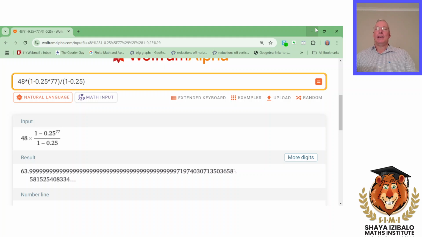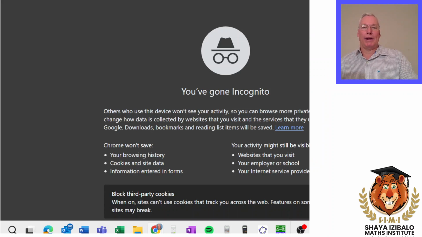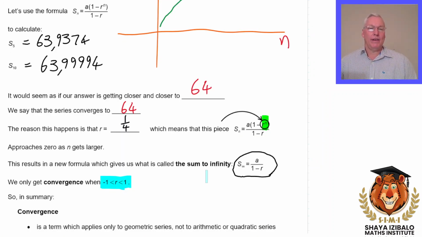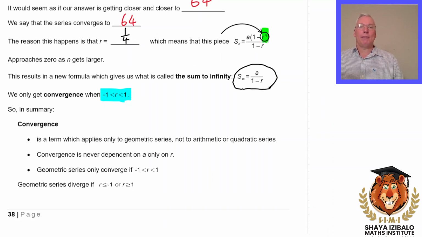Okay, let's continue then and go back to our workbook here. Let's just summarize what we've learned so far. What we've learned is convergence only applies to geometric series. It only applies when r, our common ratio, is between -1 and 1. For all other values, the series will diverge. Now I want to show you something else on the computer. So we're just going to pause briefly and then we'll take a look at that.